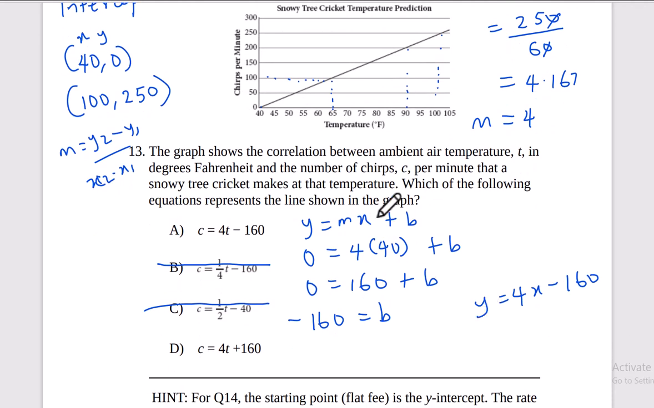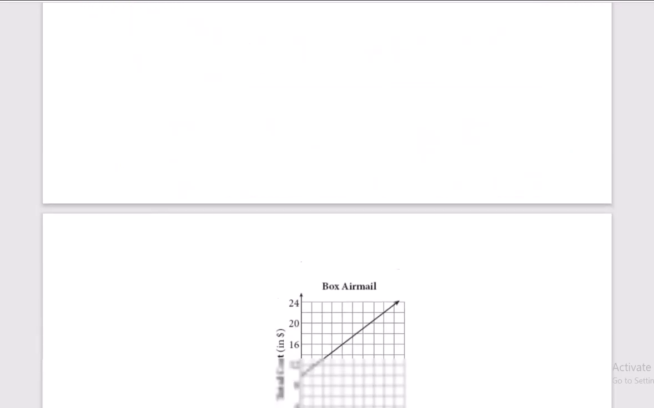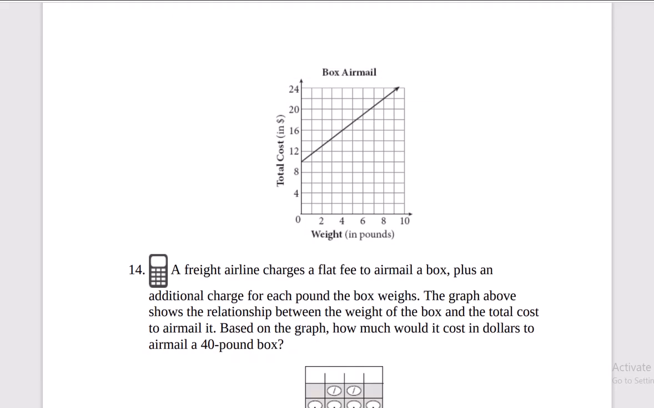But here we're not dealing with y and x, we're dealing with C and T. C is for the chips and T is temperature. So let's change this now. C is this and T is temperature, minus 160, so that it can match what we have here, and that is consistent with option A. These questions are not really hard, but you just need to pay very close attention to whatever you're doing. Okay, so we have another question here.